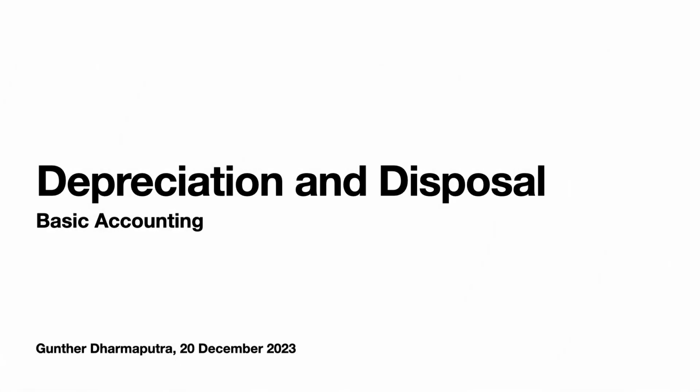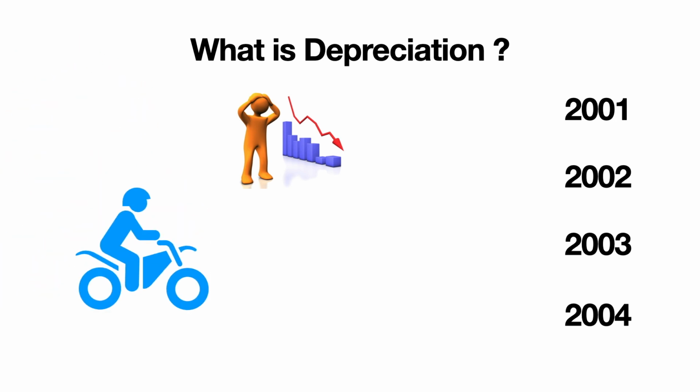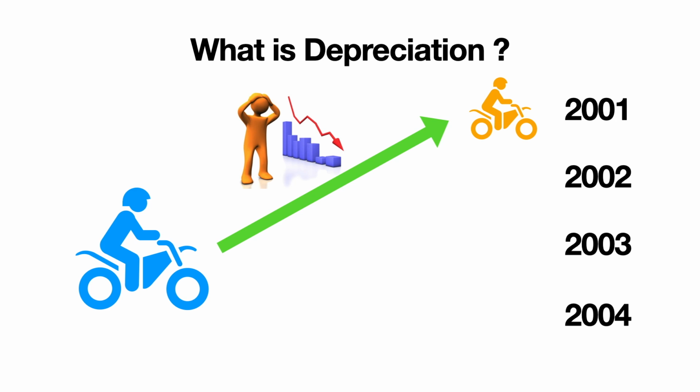Hi guys, today we are going to learn about depreciation and disposal. What is depreciation? Depreciation is related with NCA. The value of NCA every year will decline since you buy it, okay? Example, motor vehicle, you buy it in 2001 and then in 2002 the value will be declined.